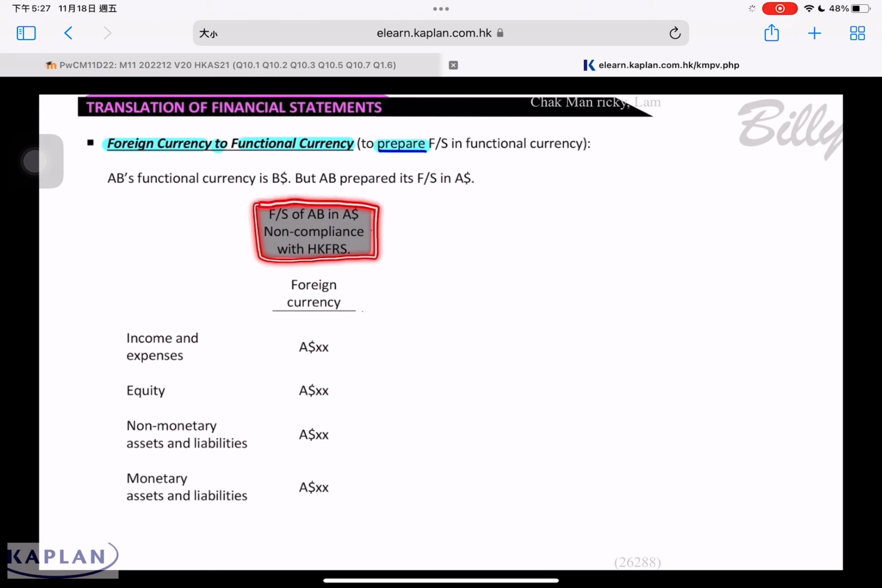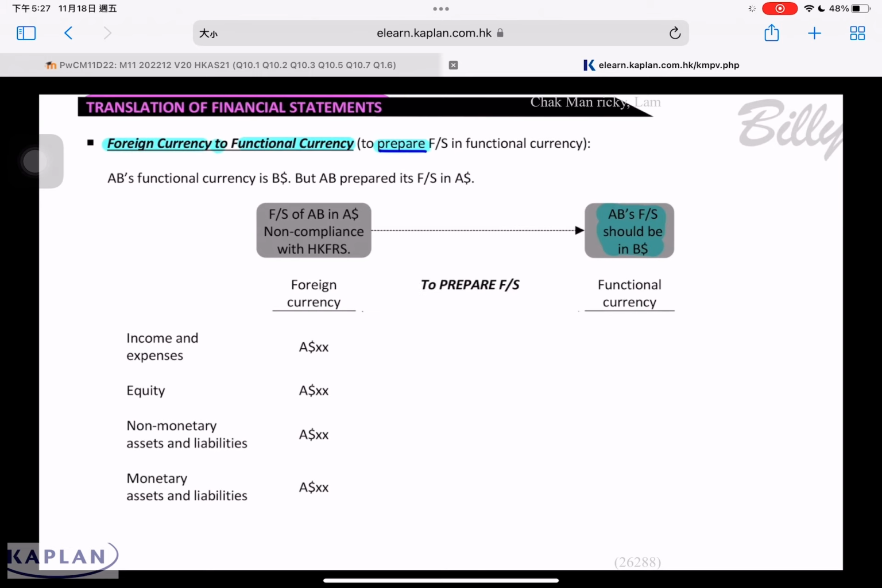The financial statements of AB in A dollar are non-compliant with FRS because the financial statements are not prepared in functional currency. The functional currency should be B dollar. Now we have to translate from foreign currency to functional currency to redo our accounts and re-prepare them in functional currency. The financial statements in A dollar are non-compliant with HKAS 21.